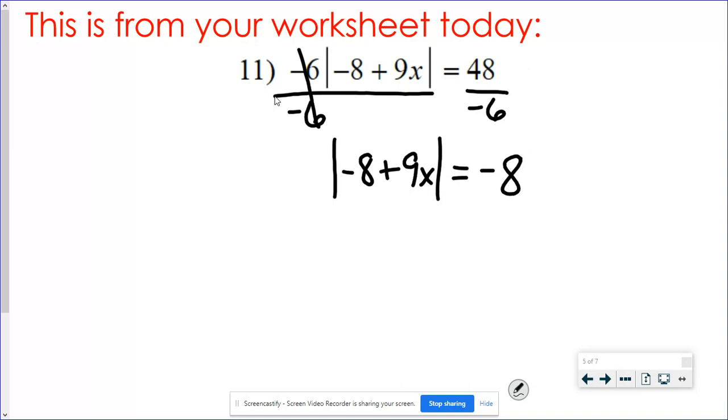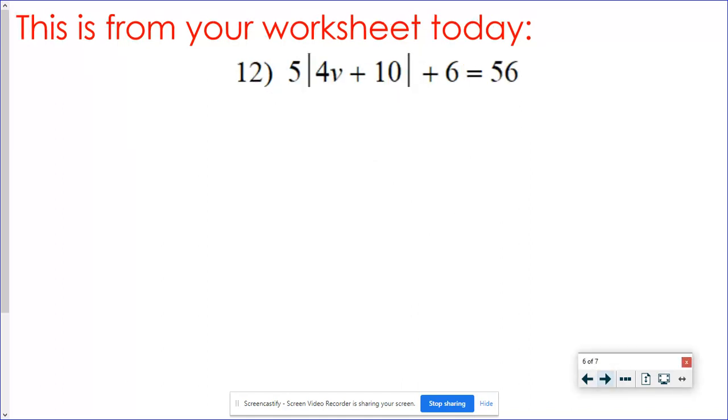And then here, I hope you remember this. Absolute value can't be equal to a negative. Absolute value is a distance. So this is actually not possible. No solution. If you ever get an absolute value all by itself and it says it equals a negative number, you can't do it. However, number 12, also from your worksheet, is not going to be a no solution. This one is as tricky as we can make it, basically.